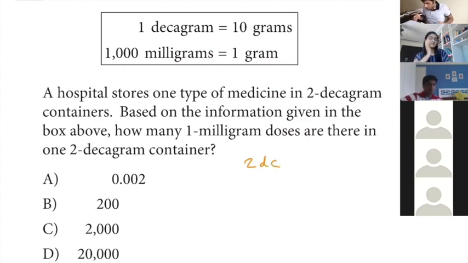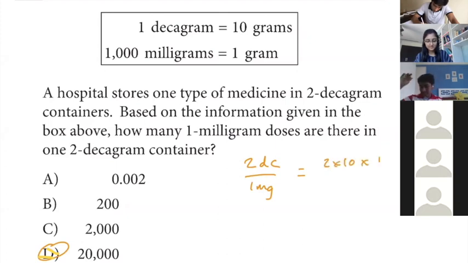Wait, what was the answer again? Is it 2 dc divided by 1 mg? Is that it? Naman, can you remind me how to do this one? Yeah, it's 2 dg divided by 1 mg. The answer is D. Okay, because this is 2 times 10 times 1,000. Yeah. So, thank you, Naman. So in this one, the answer is 20,000.